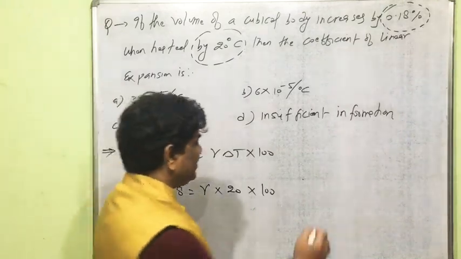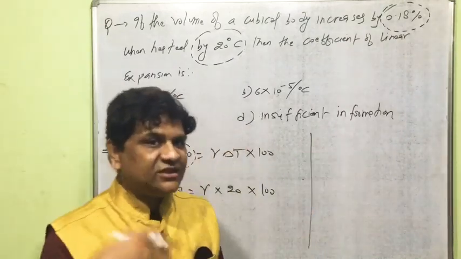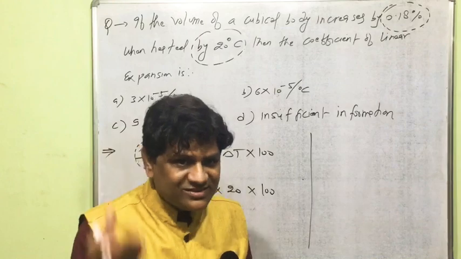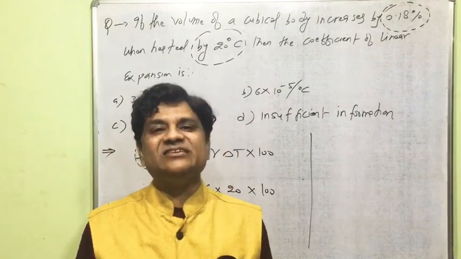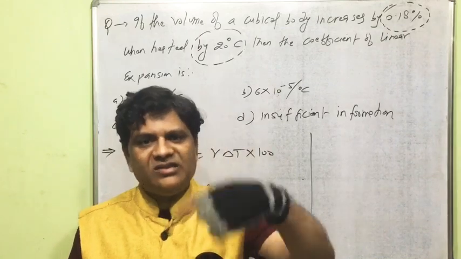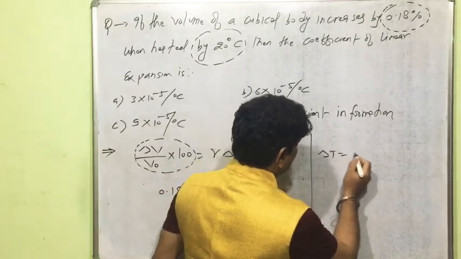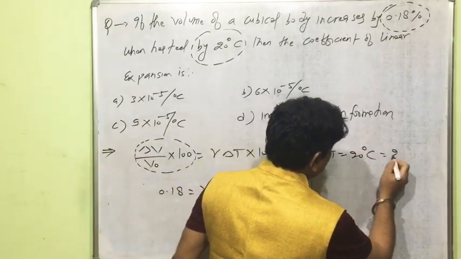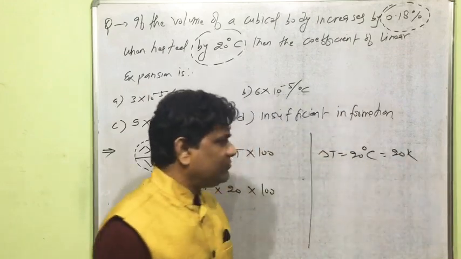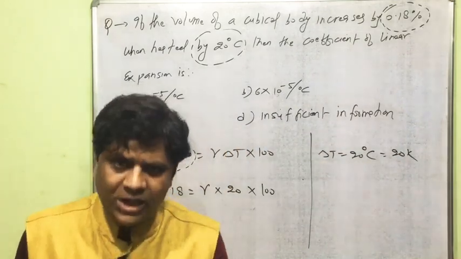It must be clear here. Change in temperature remains the same, either on the Celsius scale or on the Kelvin scale. So delta T is equal to the given 20 degrees Celsius. It is also equal to 20 Kelvin.